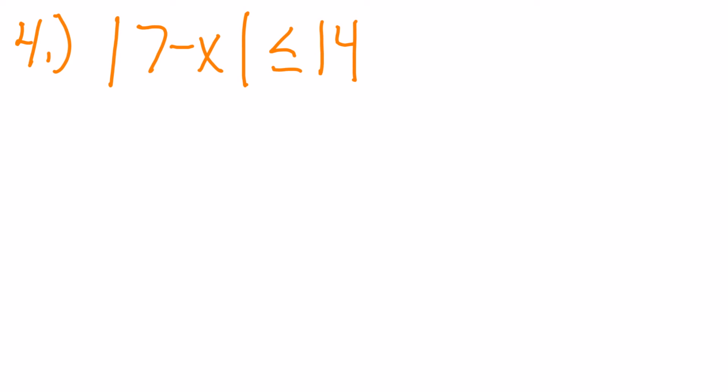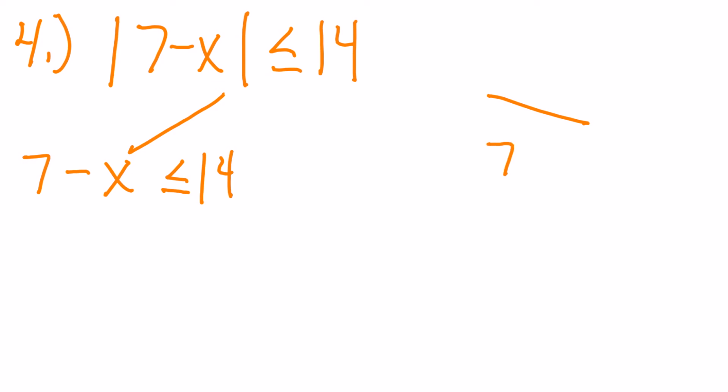The first time I write it, I write it exactly the way I see it. 7 minus x less than or equal to 14. The only difference was I just didn't write the bars. Now the second time I write it, 7 minus x, I write negative 14. And because I flipped that sign after the inequality, I have to flip the inequality itself.